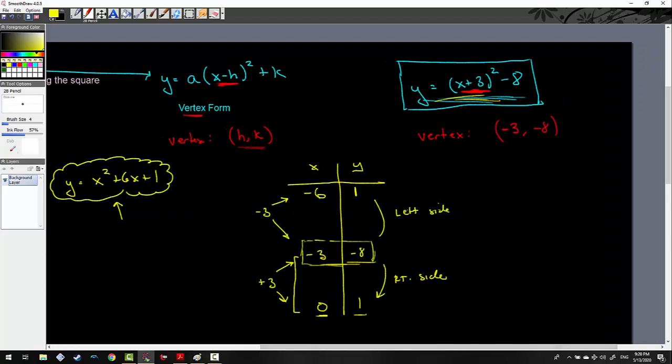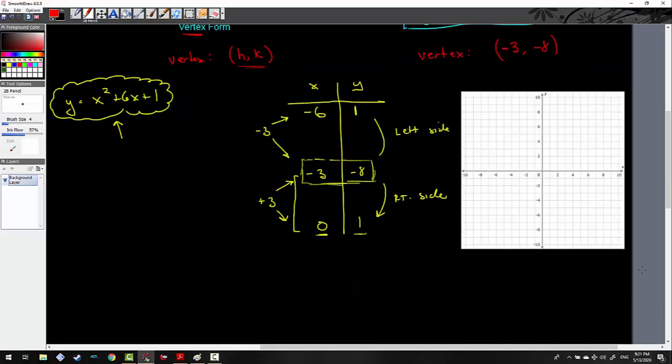Let me go and get a coordinate plane on here, and we will graph this thing. Give me a second. And now that we have our coordinate plane, I will go to my vertex, which is negative 3, negative 8. So negative 3, negative 8 is here. And I'll go and label him negative 3, negative 8. And I'll go and put in my points. 0, 1 here. Negative 6, 1. Whoops, that's 0, negative 1. Sorry. 0, 1 is here. Negative 6, 1 is here.